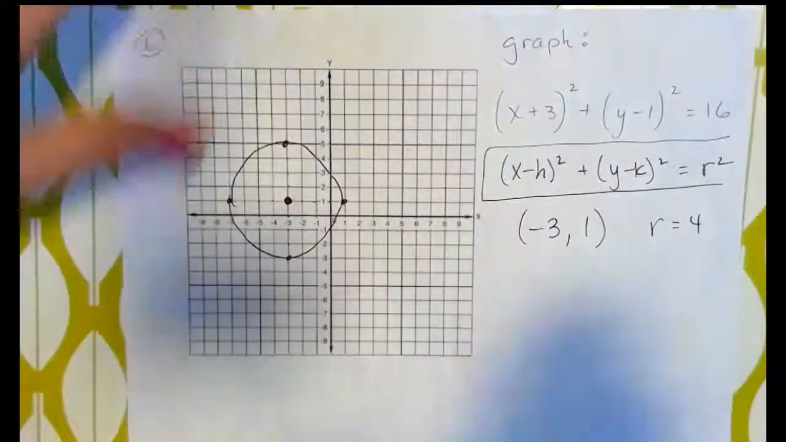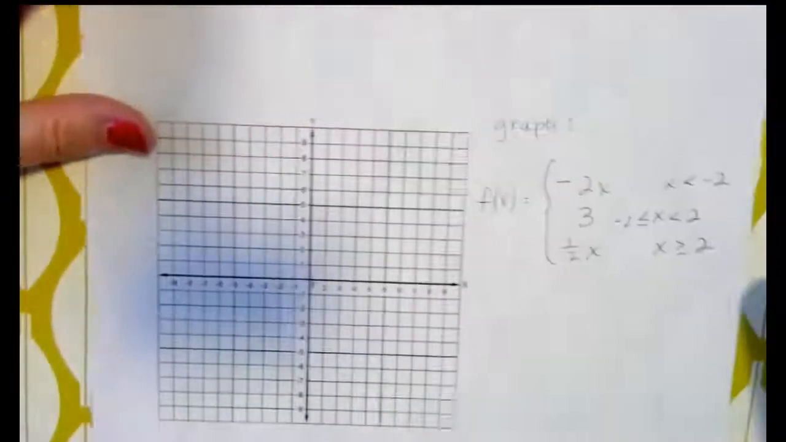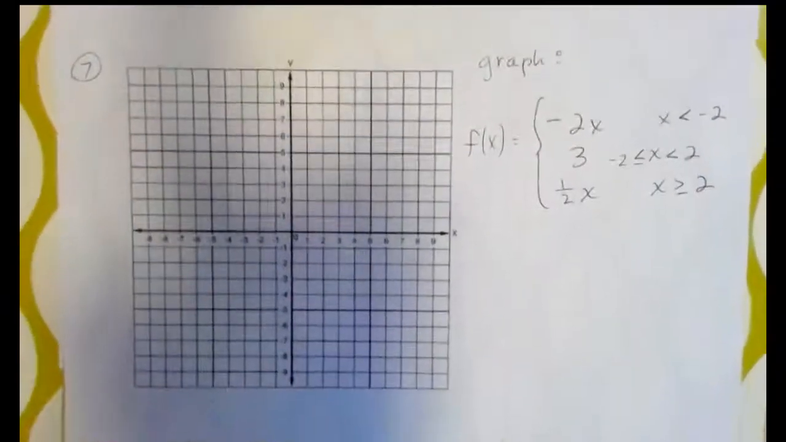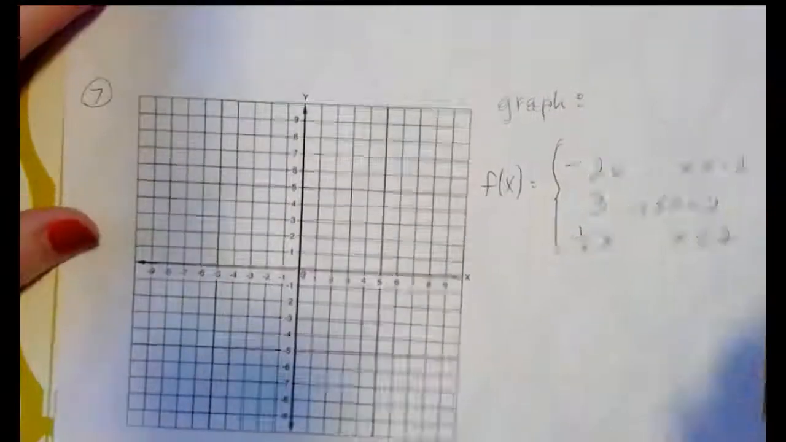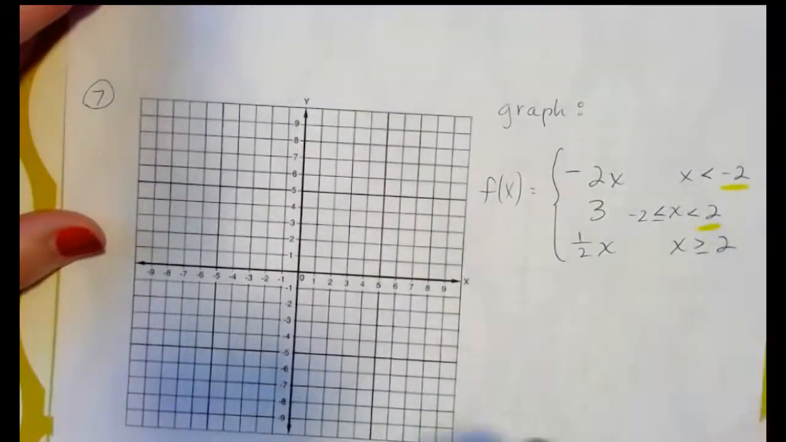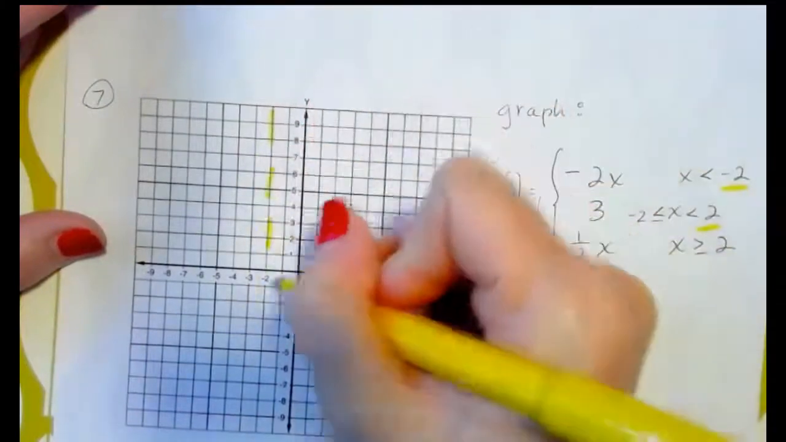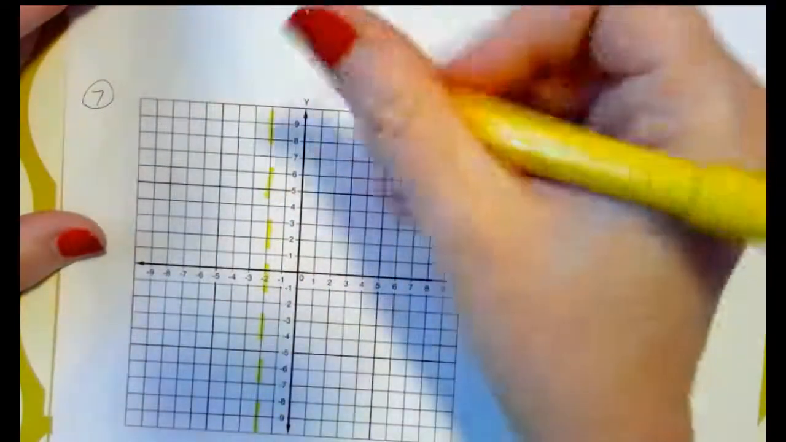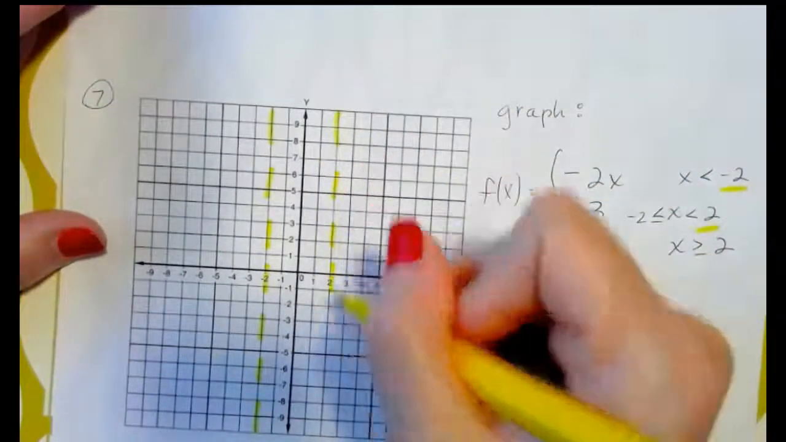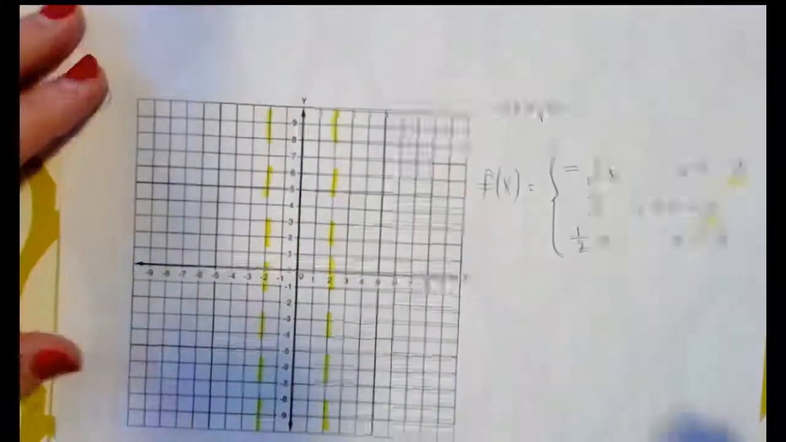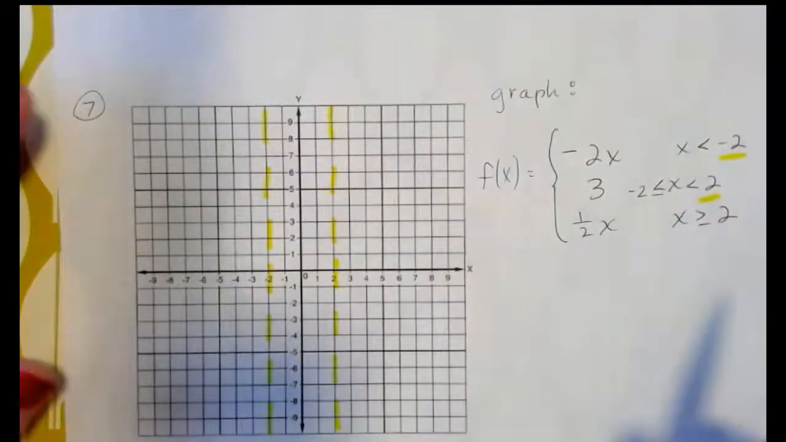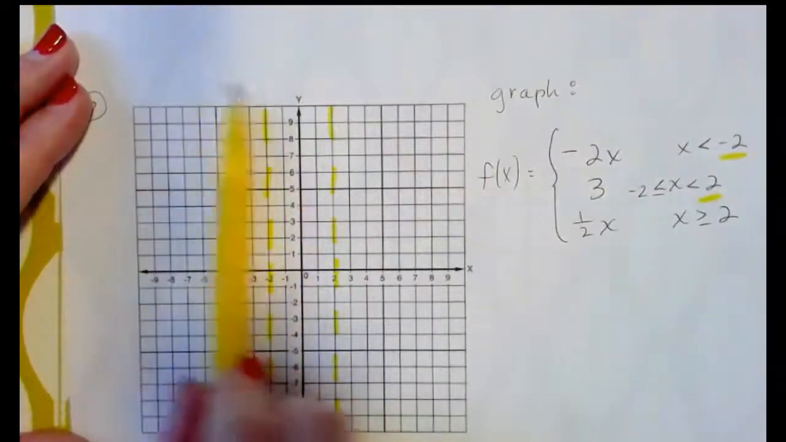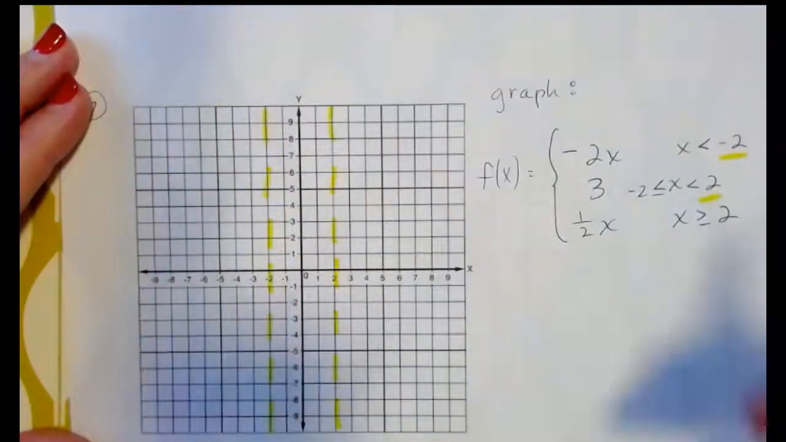FYI. Last problem here is a piecewise function. You need to be able to graph and interpret a piecewise function. So first of all, I'm going to draw in some auxiliary lines giving me some boundaries, and those are happening at negative 2 and positive 2. Remember, these lines are auxiliary and they should be drawn dashed because they're not technically part of the graph. They're just giving us some guidelines, just like asymptotes do. So now we've got 3 pieces.